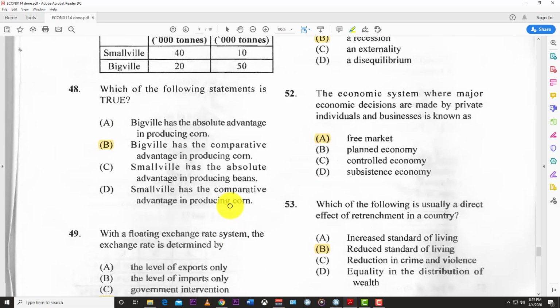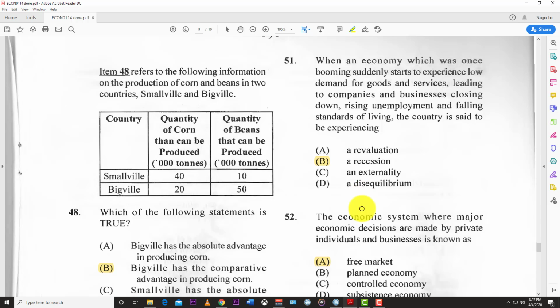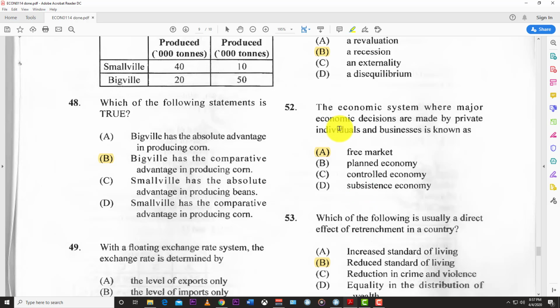Alright. 51. When an economy which was once booming suddenly starts to experience a low demand for goods and services, leading to companies and businesses closing down, rising unemployment, and falling standards of living, the country is said to be experiencing, and the answer here is B, a recession. A downturn in economic activities is a recession. 52. The economic system where major economic decisions are made by private individuals and businesses is known as the free market.